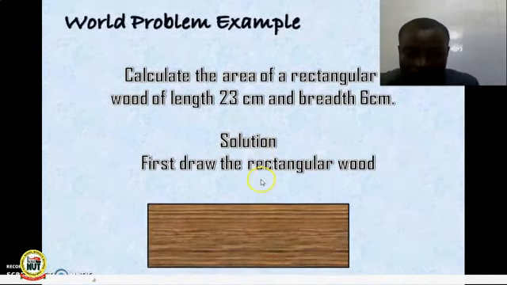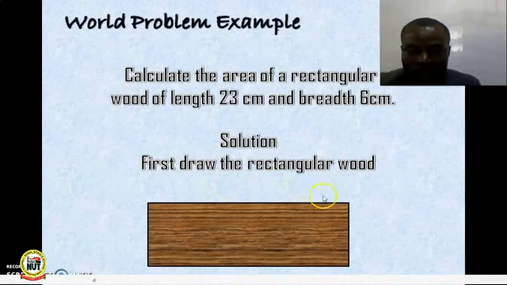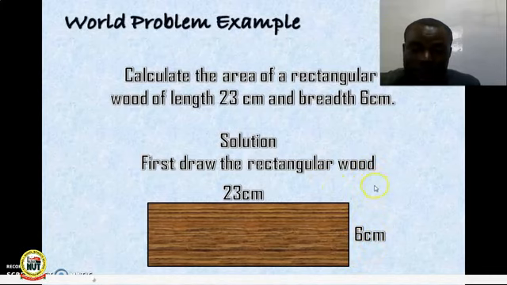It's a very nice one. Wow. Do you like this wood? Okay. The length of this wood is what? So we are going to put the value of the length here. What is the length? 23 centimeter. And what is the breadth? Breadth is what? 6 centimeter. So you have 23 centimeter to be length and 6 centimeter to be breadth or width.